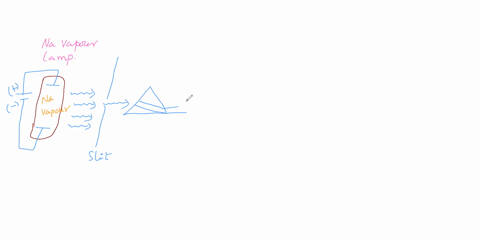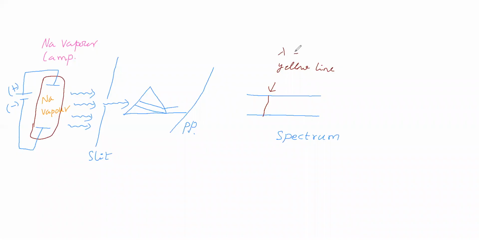This is called the emergent ray. The emergent rays are allowed to fall on a photographic plate. The photographic plate is developed. The developed photographic plate is called a spectrum. This spectrum, on analysis, shows one yellow line with a wavelength of 5890 angstrom.